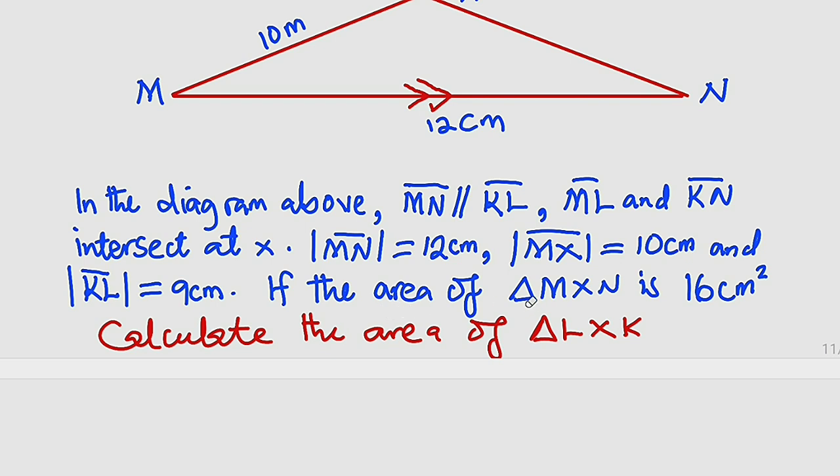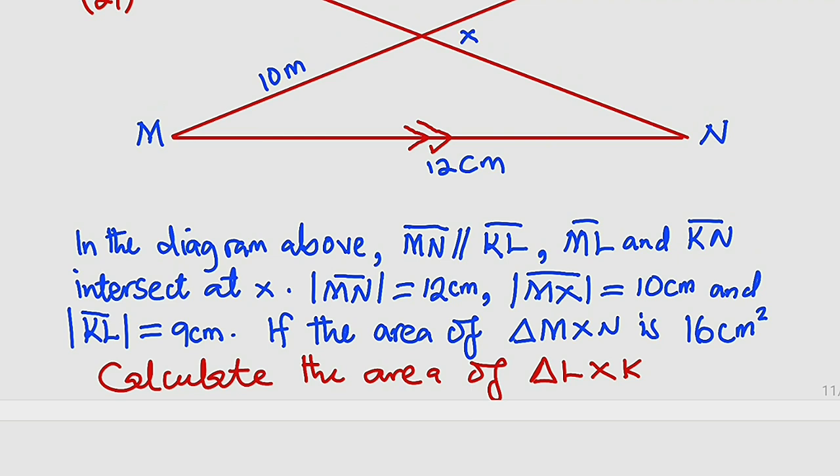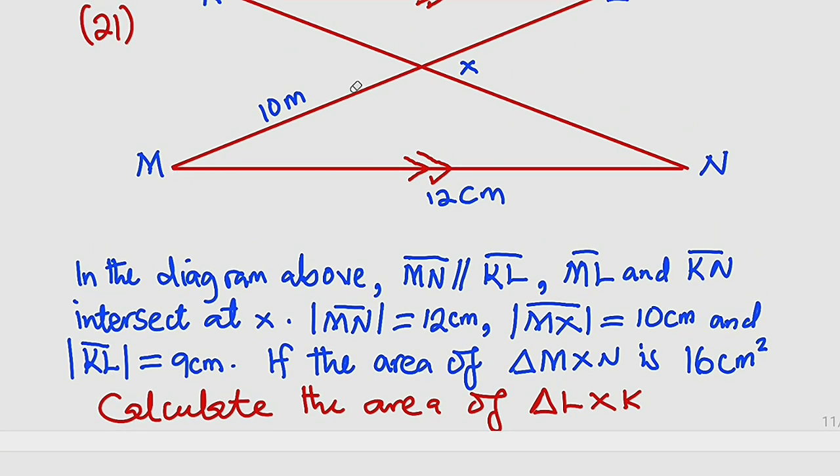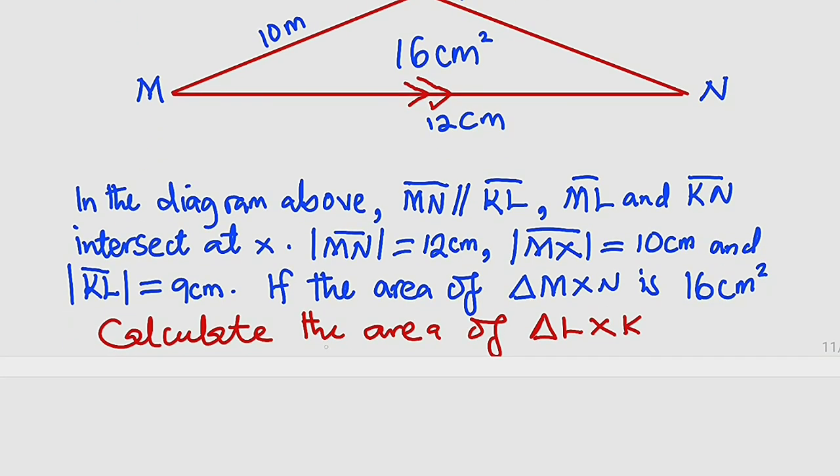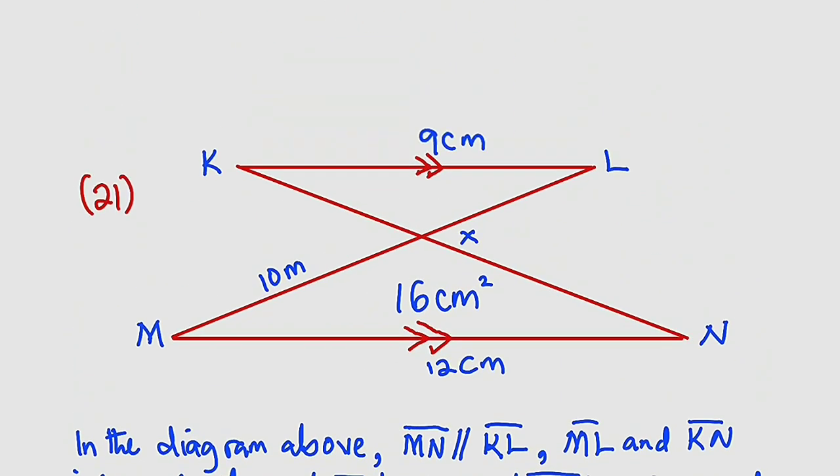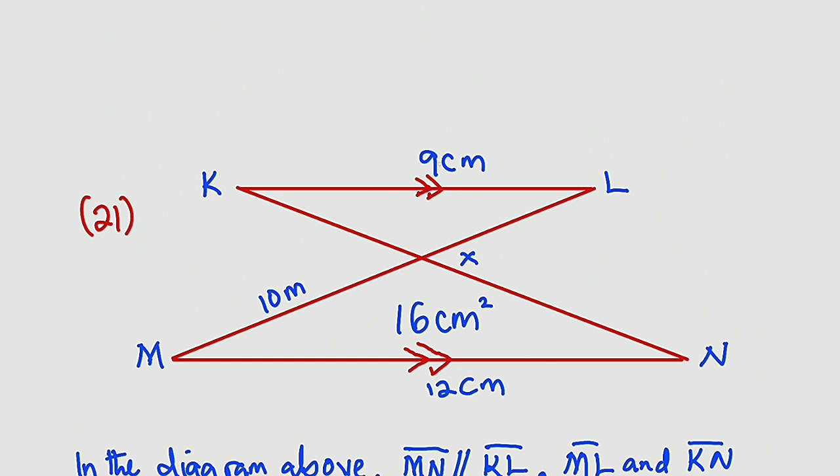If the area of the triangle MXN is 16 cm squared, so what is MXN? MXN, so we are talking about this particular triangle. The area is what? 16 cm squared. We are asked to calculate the area of the triangle LXK. LXK, so we're talking about this particular one. So it is unknown. Let us define it as A.